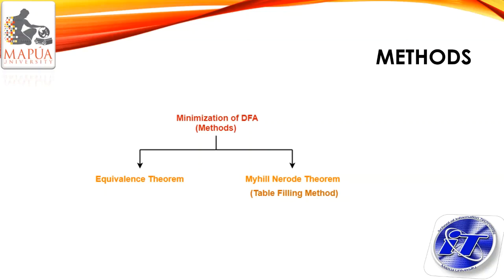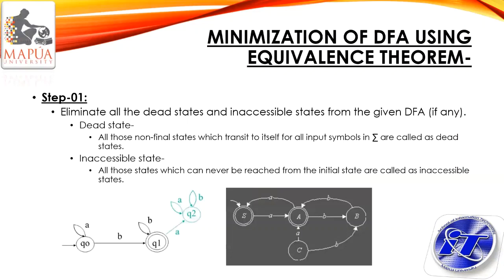So let's start with the first step of the equivalence theorem. Step 1: we determine if we have a dead state or an inaccessible state. We know what a dead state is. It is a trap state wherein once a certain string goes to that state, when we encounter additional strings or additional symbols, it will not go to another state. It's already been trapped. An inaccessible state is a state that is not accessible from the initial state.